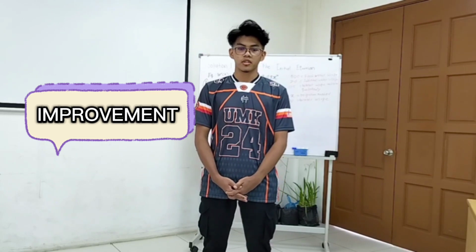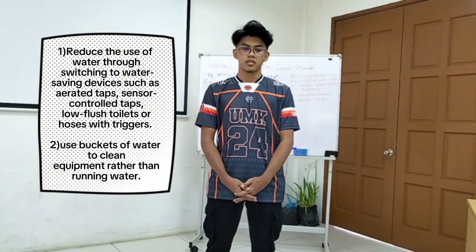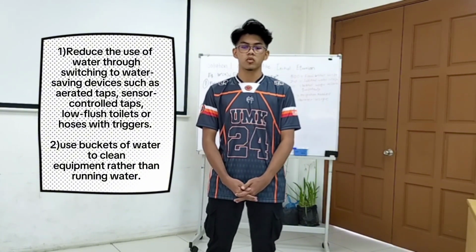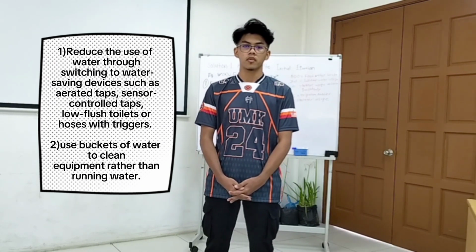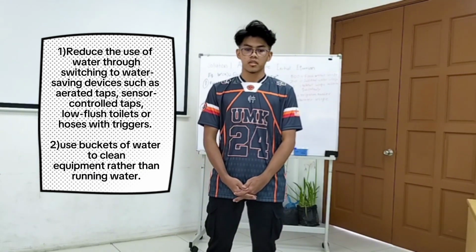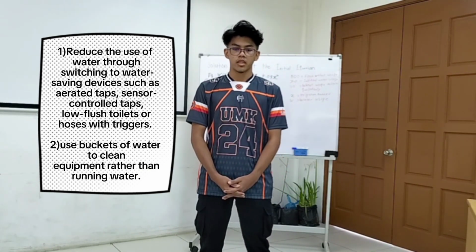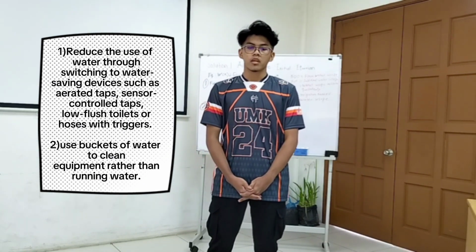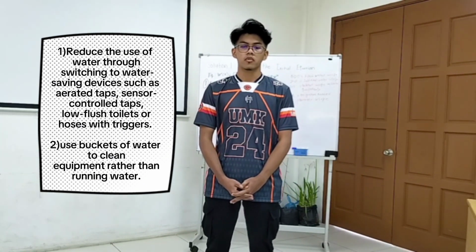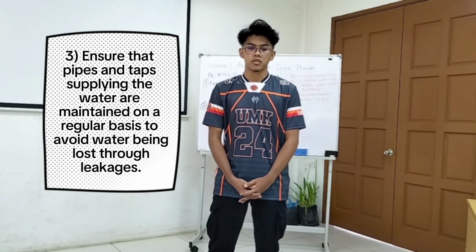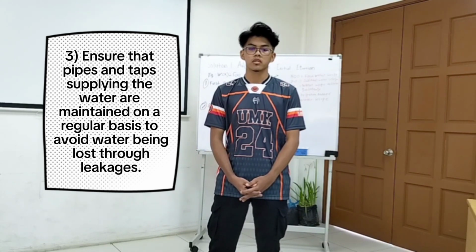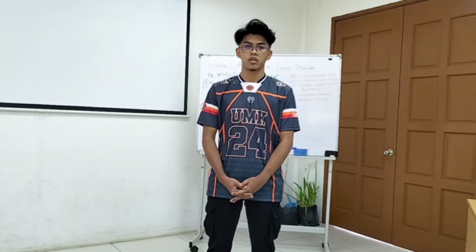Hi, I'm going to talk about the improvement for minimizing water usage. The improvement that we can do is reduce the use of water through switching to water-saving devices such as aerated taps, sensor control taps, low flush toilets, or hoses with triggers that supply water only when needed rather than constantly running. If possible, use a bucket of water to clean equipment rather than running water. Ensure the pipes and the taps supplying the water are maintained on a regular basis to avoid water being lost through leakage.